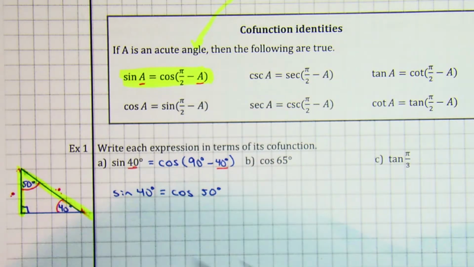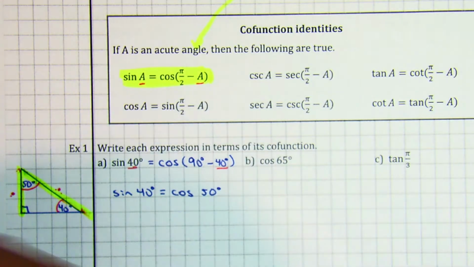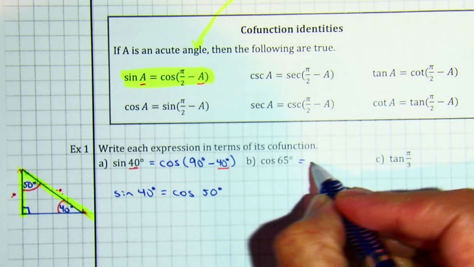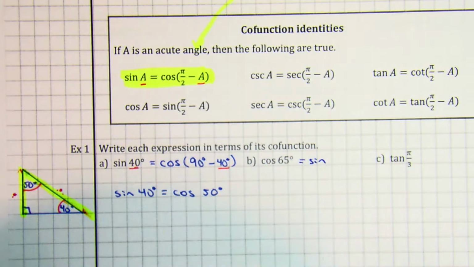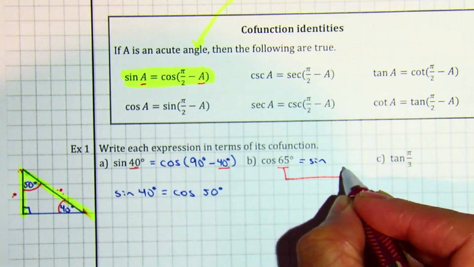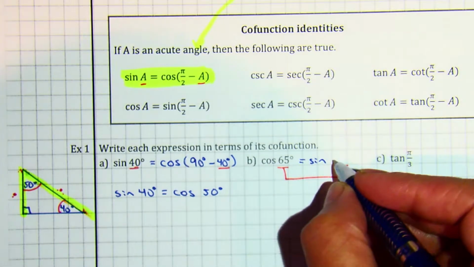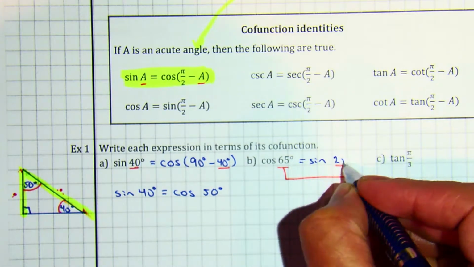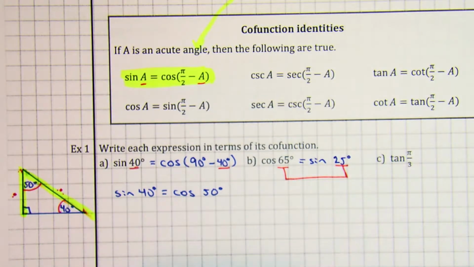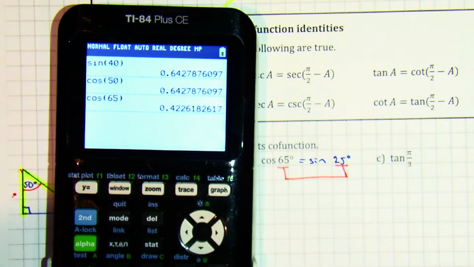And we can go through the whole process of substitution, or we can just say cosine and sine are cofunctions of each other. So therefore, 65 plus what gives me 90? 65 plus 25 degrees. And if we want to confirm it, then we can type in the cosine of 65, which should be exactly the same as the sine of 25.